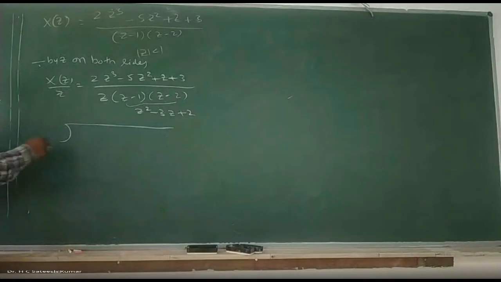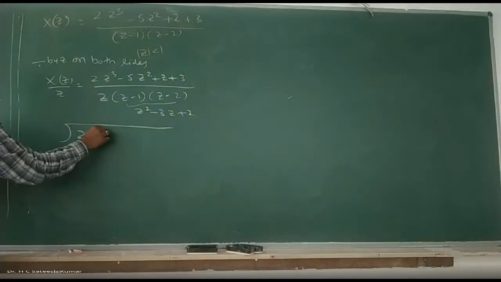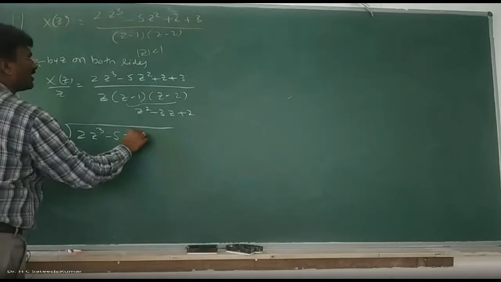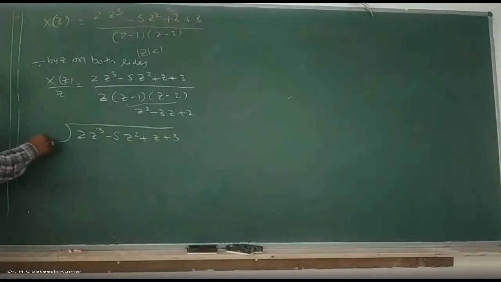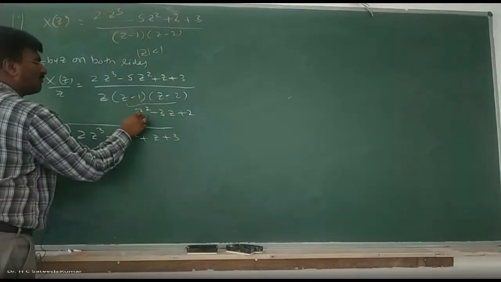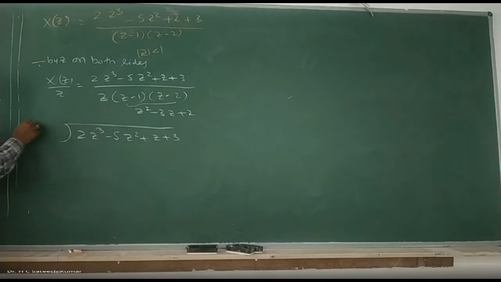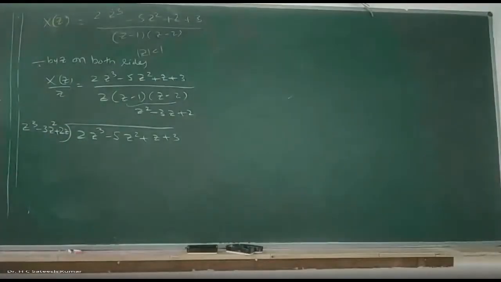So that is now 2z cube. This one you write as it is, 2z cube minus 5z square plus z plus 3. Here, what do we have? These two are multiplied with z cube. What will you multiply with z? Then what will you get? z cube minus 3z square plus 2z. Okay, right. Now you divide it.